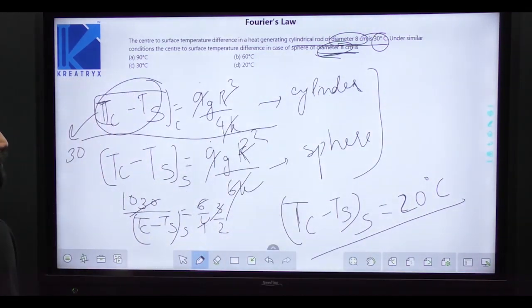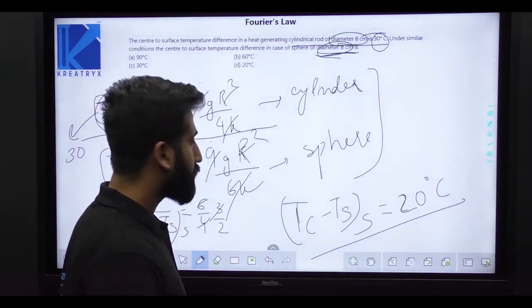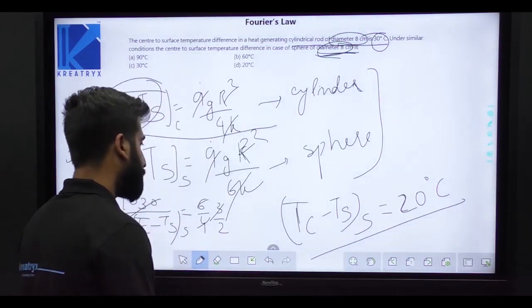If you were to follow the conventional method, it would have been a very long question, but as we remember the formulas, it's very simple.